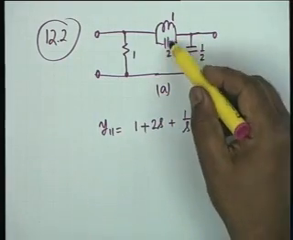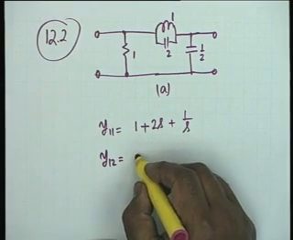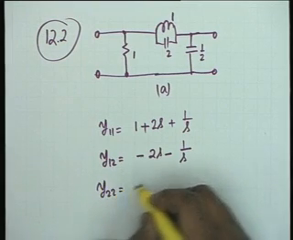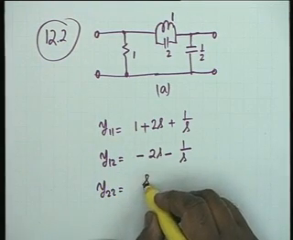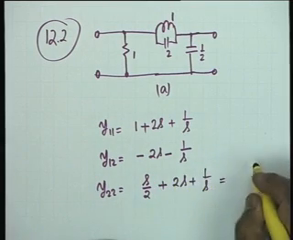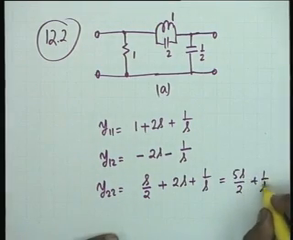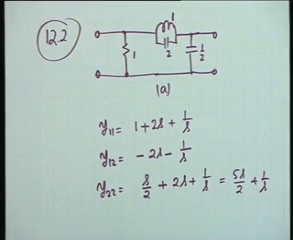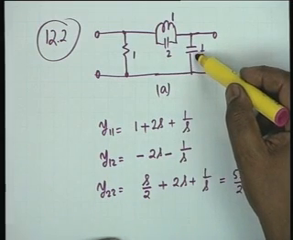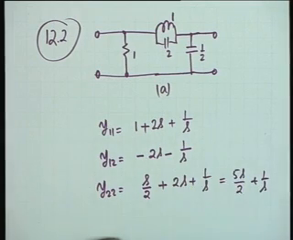If this is shorted, 2s plus 1 over s. Y12 is equal to minus 2s minus 1 over s, and Y22 is equal to s by 2 plus 2s plus 1 over s, which is equal to 5s by 2 plus 1 over s. That's right. If this is shorted, these two capacitors come in parallel, so s by 2 and 2s, and I have combined them into 5s by 2.